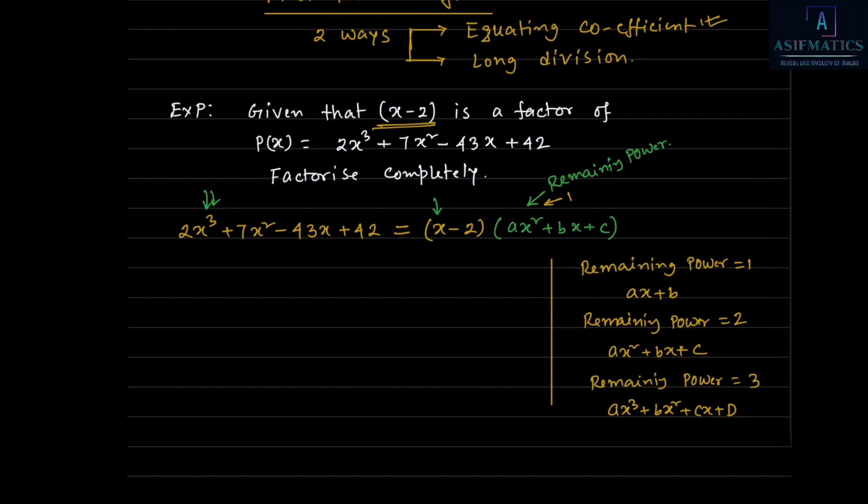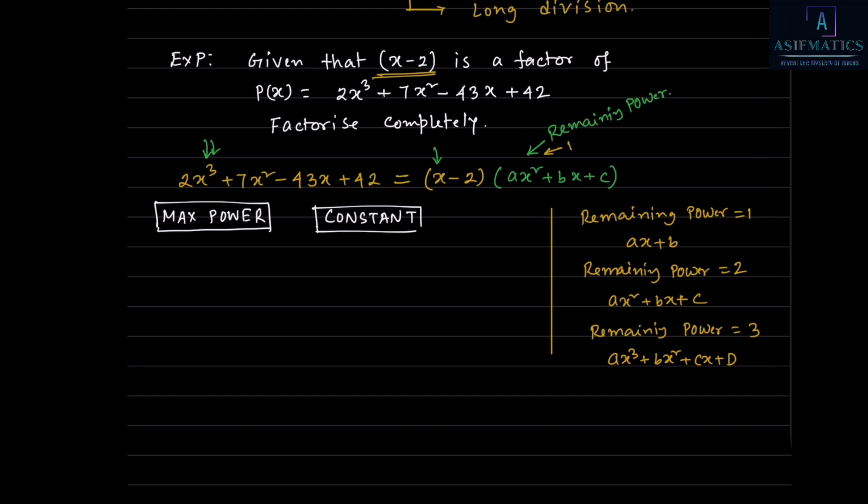Now we need to equate, because our target is to find a, b, c. Once you equate, first you will take the maximum power, then we will take the constant, and then we will go for the middle power. So how do we equate these three?